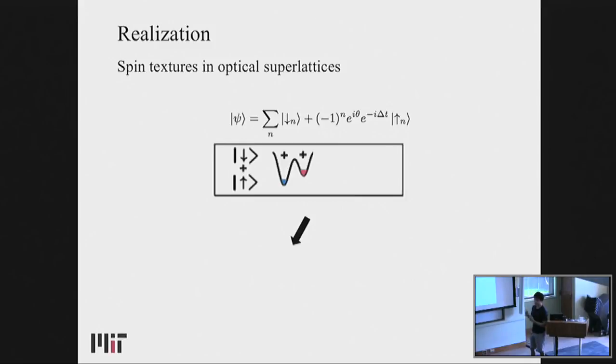Let's say it's from the site n. So if we take the spin down and spin up, if we use the picture of the Bloch sphere, this just corresponds to the spin state along the x direction. It's not in the z direction anymore.